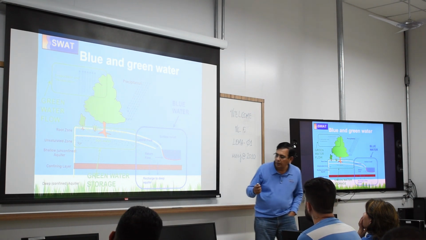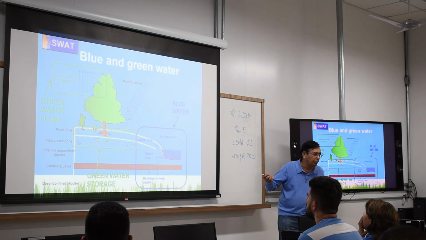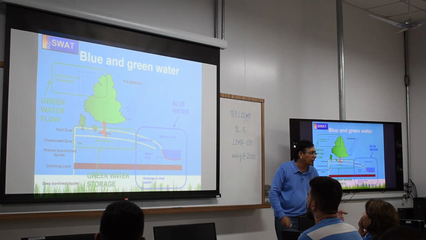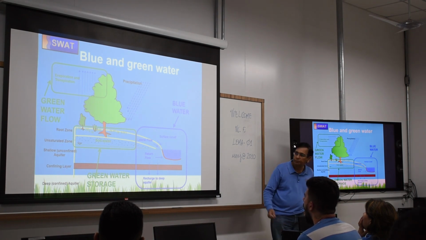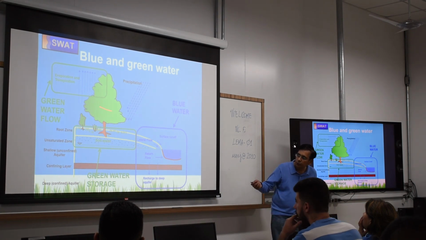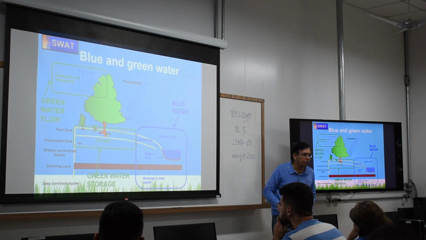Then the evapotranspiration is the green water flow. This is the amount of water that goes back to the atmosphere and is consumed by the plant. And this is the green water storage, how much water is stored in your soil and below the soil.